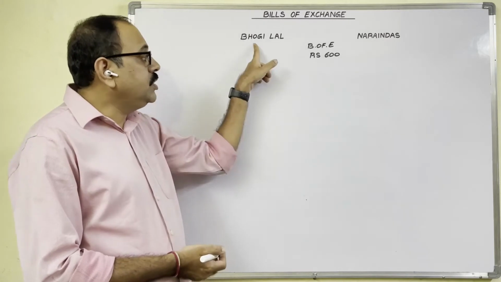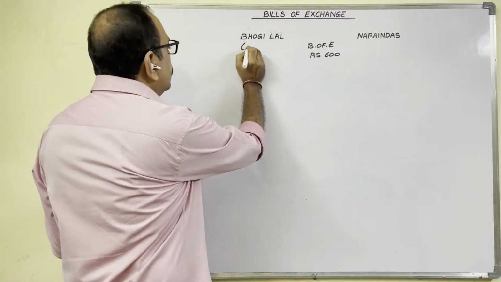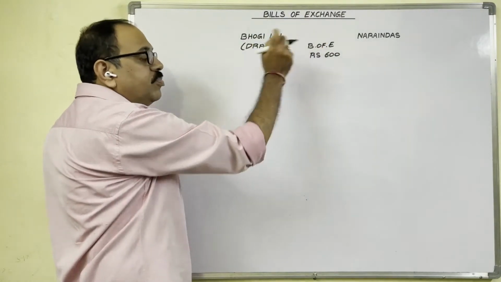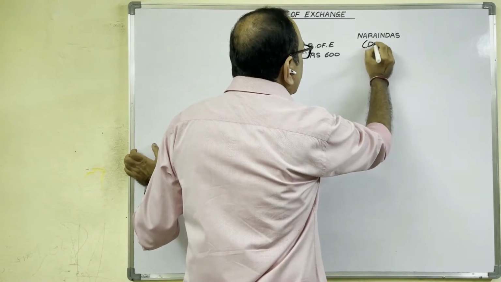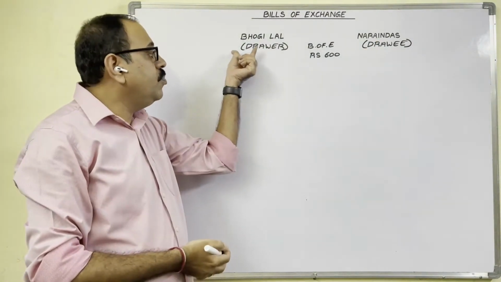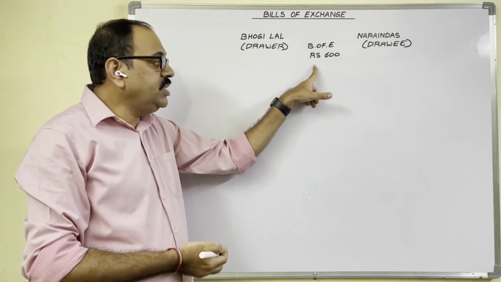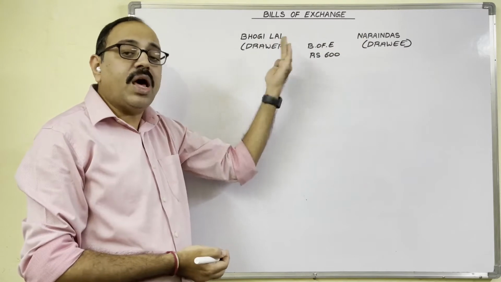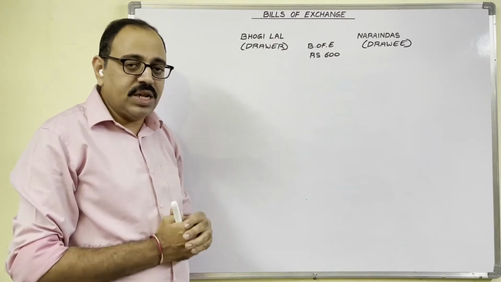Here, a person who prepares the bill is known as the drawer. A person on whom this bill of exchange is prepared is known as the drawee. In the drawer's books, he is asking for journal entries. So think from Bhogi Lal's point of view. He prepared a bill of exchange and received acceptance from Narayan Das. For receiving acceptance on the bill, we should write the journal entry.